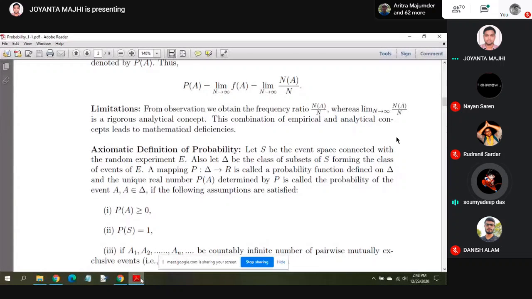N is the number of total sample space. The total number of sample points in the sample space is n. Okay? Now n is the total number of sample points of the sample space, and A is some particular event.